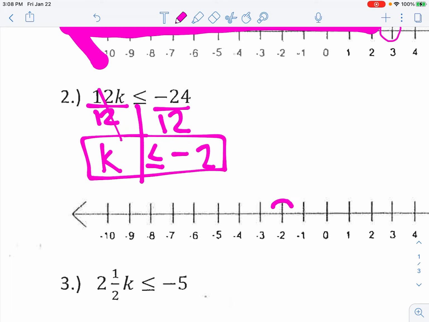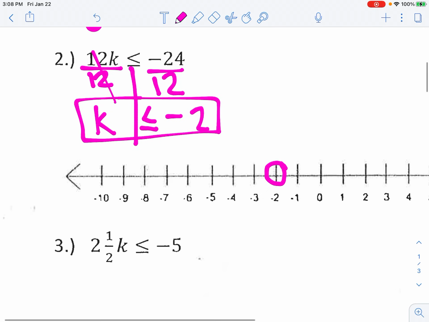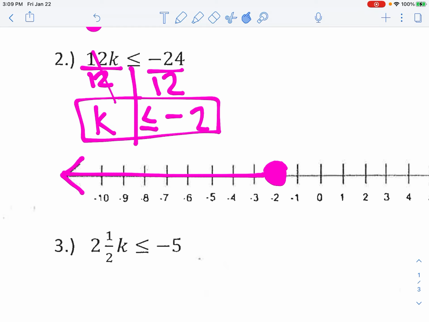So we're going to circle -2 on our graph. Our arrow is pointing to the left. And we're going to darken that line. This is going to be a closed circle because it's less than or equal to. So -2 is a possible solution. -2 is less than or equal to -2. So we need to include that as a solution for K.